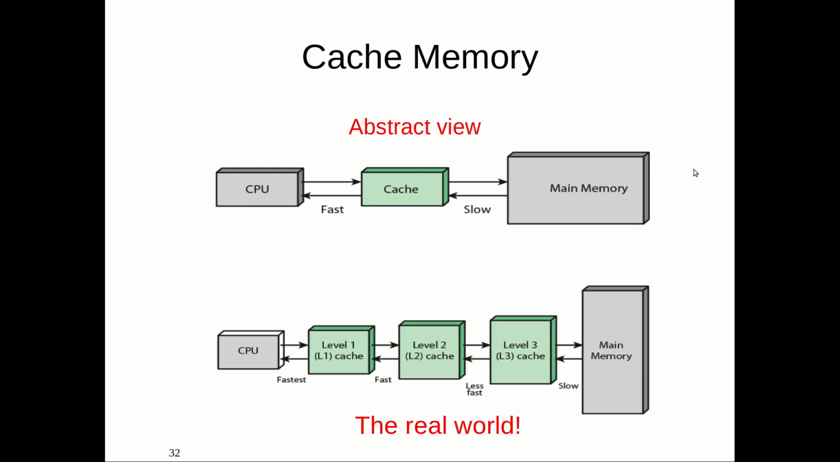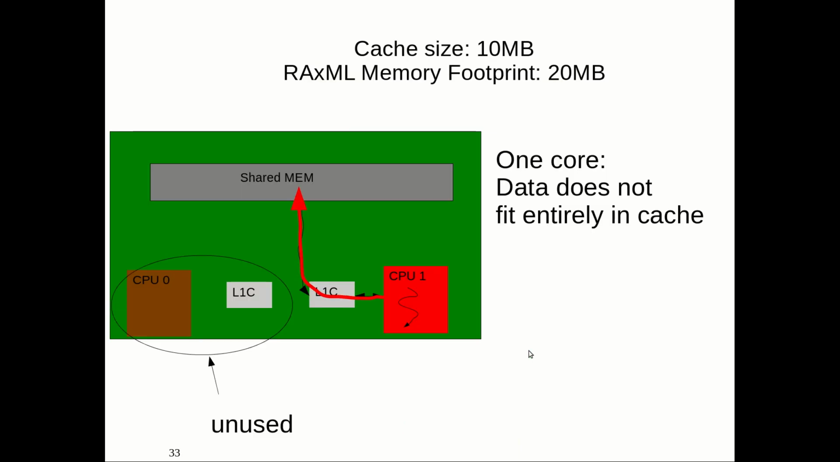So this is the abstract view, right? We have a CPU, cache memory, and a main memory. And this is actually the real world, where we do have several levels of caches. This is also called the cache hierarchy between the CPU and the main memory. And the further we go out, the larger the capacity gets, but also the slower the memory access speed gets. Okay.